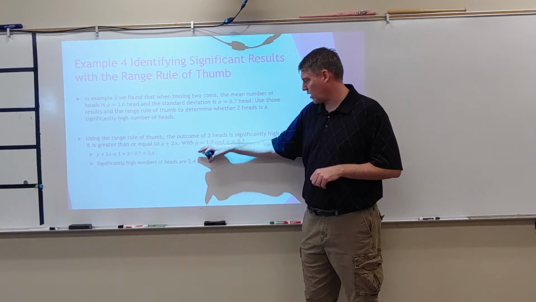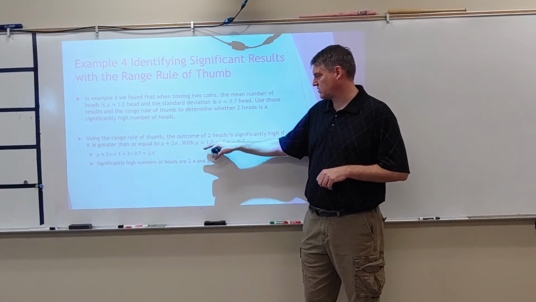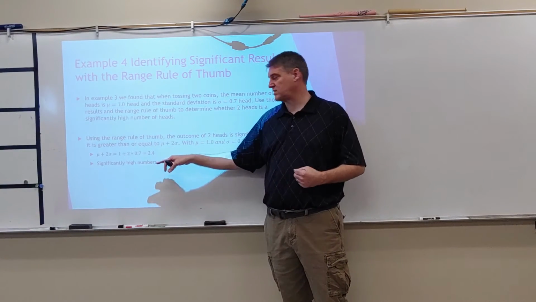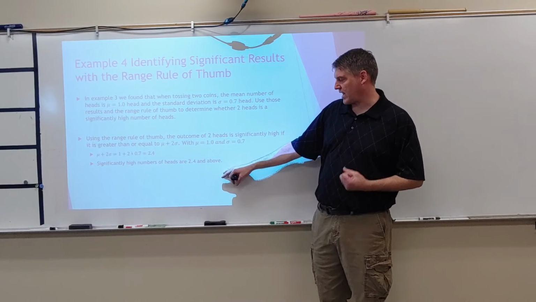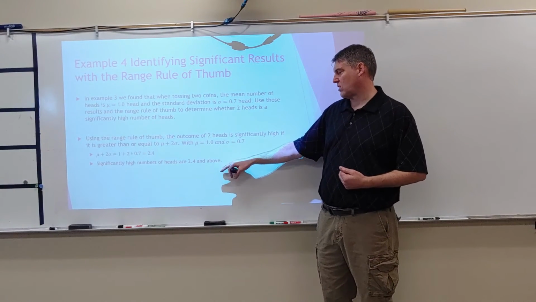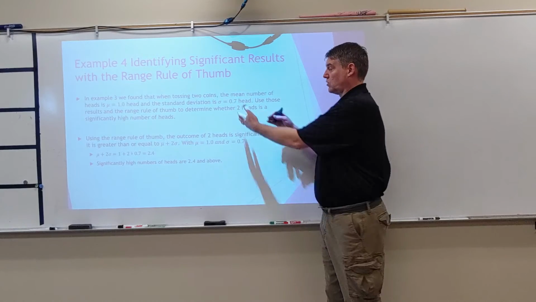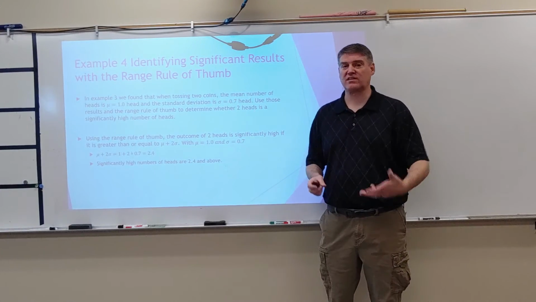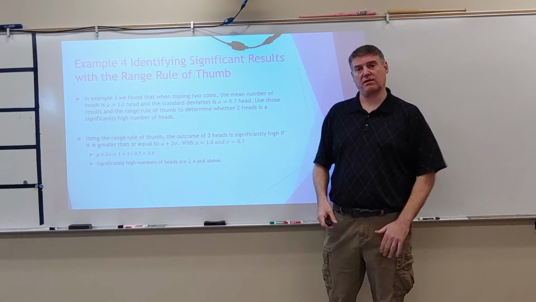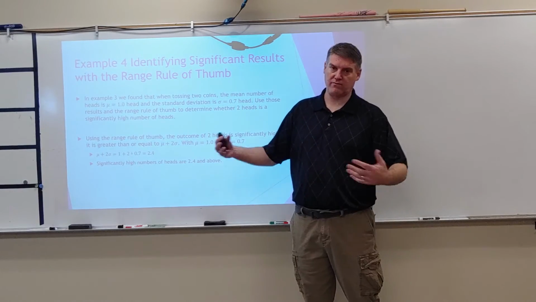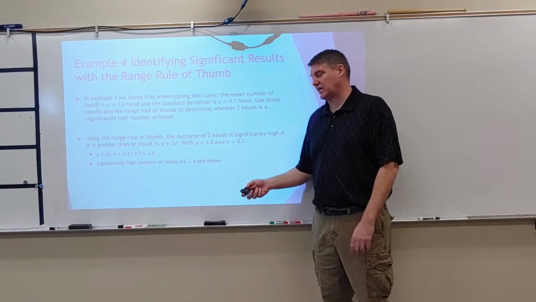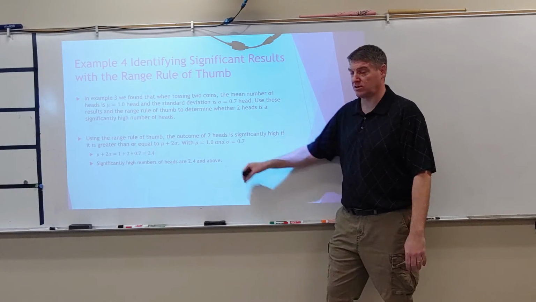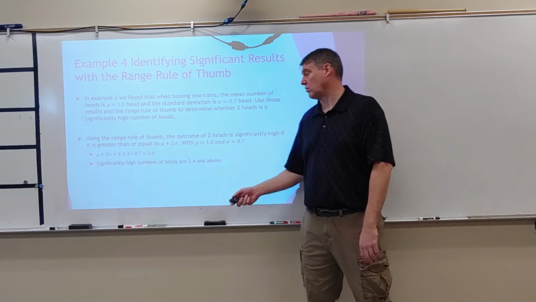So here we have 1, and sigma is 0.7, so 1 plus 2 times 0.7 is 2.4. So a significantly high number of heads is 2.4 and above. So 2 is not considered significantly high. It would have to be 3, 4, 5. Well, we can't have 3. So 2 is not significantly high, and 0 is not significantly low. Okay?